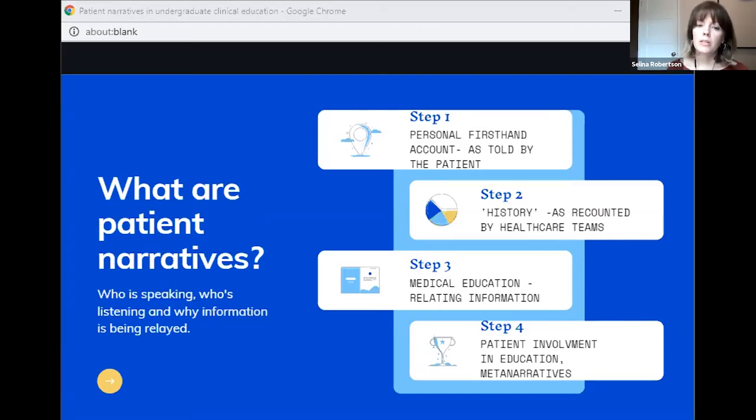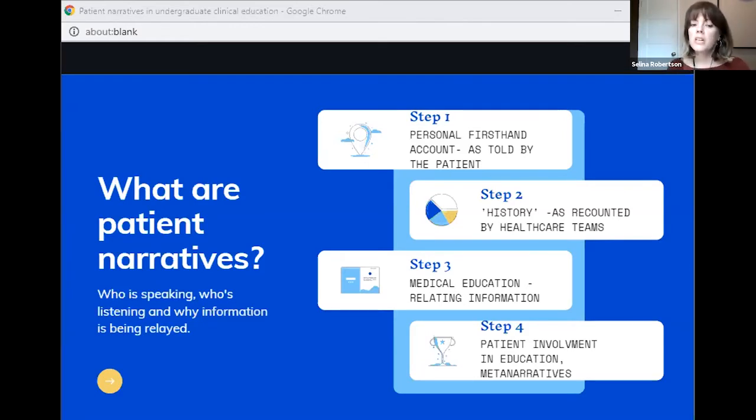And then the second step is the history, what we would call the history. So we don't work in isolation. Those of us who work within healthcare teams, we need to relate these personal first-hand accounts to our other team members to provide optimal care. I think the ways in which that can be done are very interesting.